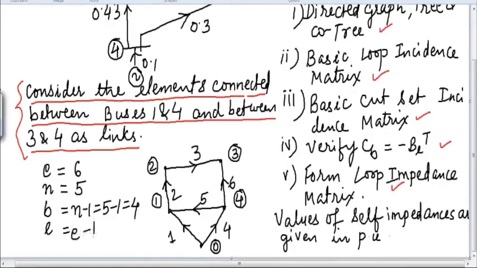And then L will be E minus B, so we have E minus B as 6 minus 4, that is 2. So already you can see they have already said that there should be 2 links, and the 2 links as per their choice is between 1 and 4 and 3 and 4. So 1 and 4 is 5 and 3 and 4 is 6. So 1, 2, 3 and 4 will be branches and 5 and 6 will be links. So this is your oriented graph, and when you will show the links here, then it will become tree and co-tree.